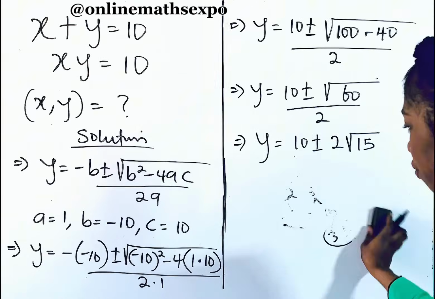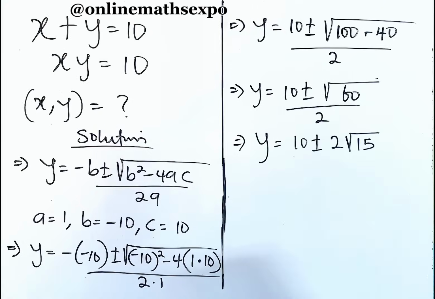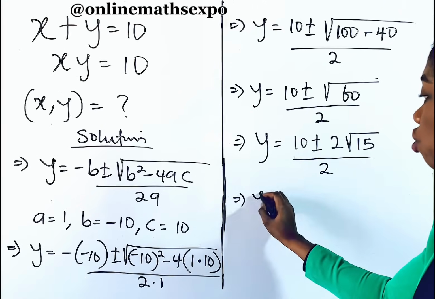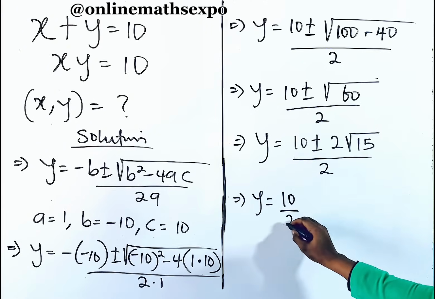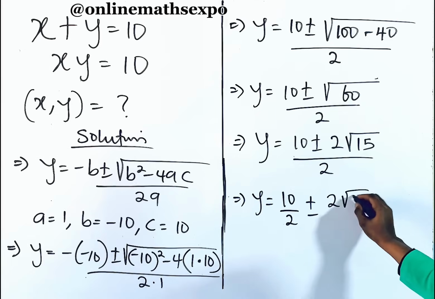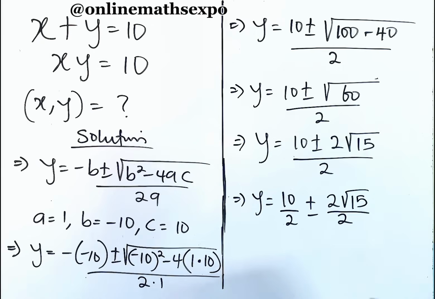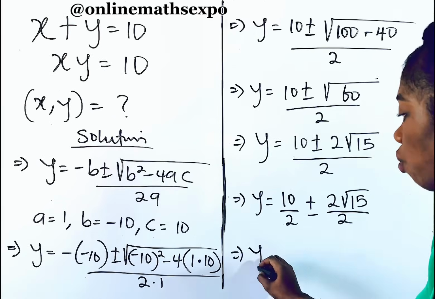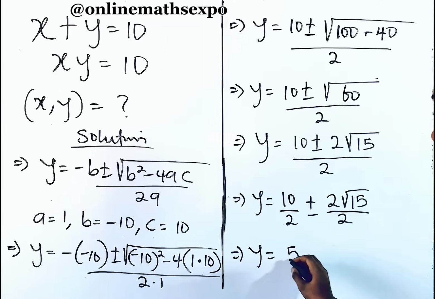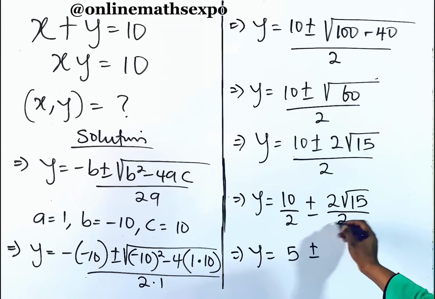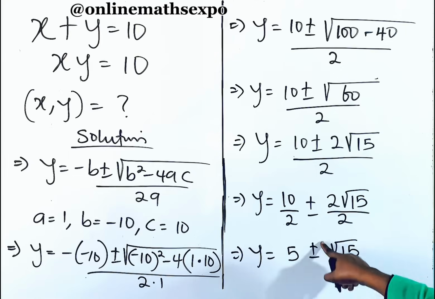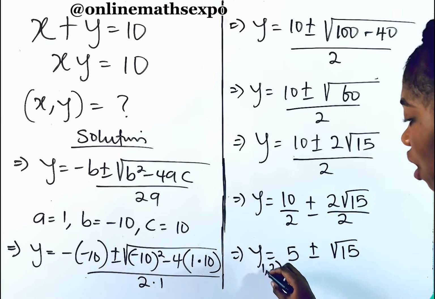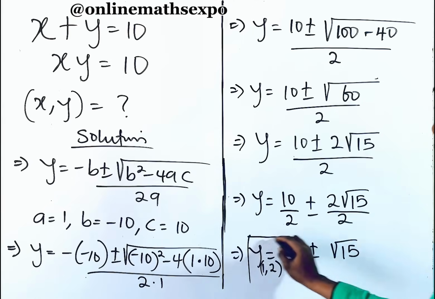If you keep simplifying, this will be divided by 2. Now simplifying also, y is, these 2 will divide each of the numerators. So we have plus or minus 2 root 15 divided by 2. Keep solving, y will give us, divide this, it gives us 5 plus or minus, divide this, we are left with root 15. Now you see that these are the first and the second value of y.